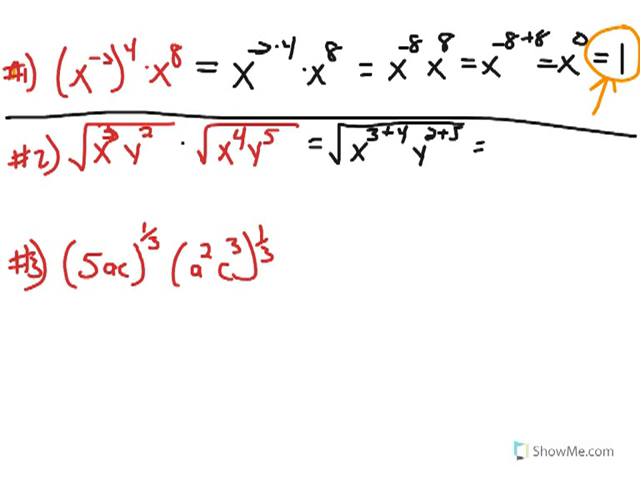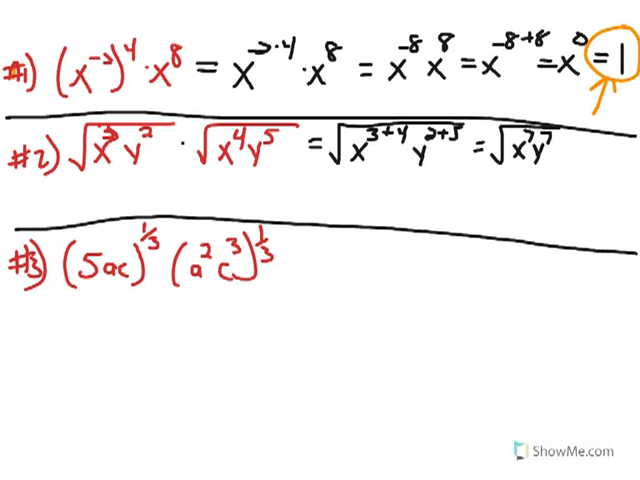3 plus 4 is 7. 2 plus 5 is also 7. Now this reduces because the 7th, it's the square root of the 7. Well, there's a couple different ways to write this, and the directions don't really say how to write it. You could just simply stop at changing this to x to the 7 halves times y to the 7 halves.